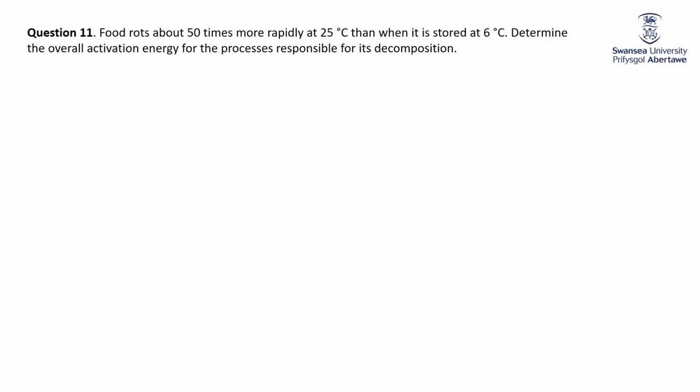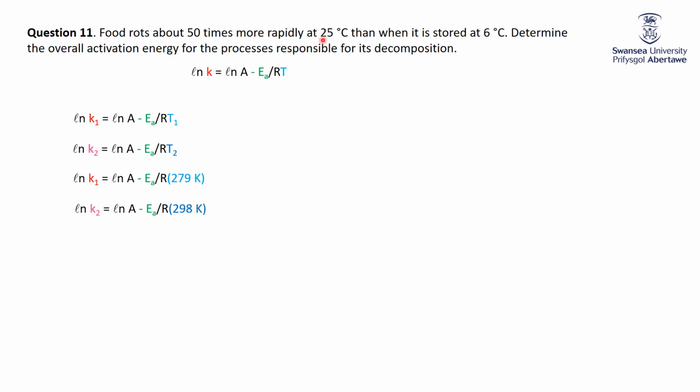Another Arrhenius equation, even though it starts off in a weird way: food rotting about 50 times more rapidly. So in other words, the reaction at 25 is 50 times faster than the reaction at 6. And I'm asking for the activation energy. Well, anytime you see activation energies and temperature, you know it's going to be the Arrhenius equation. I like to, again, consider the Arrhenius equation at two different sets of conditions. So throw in what we've got. We know it at 6 degrees Celsius, which is 279 Kelvin. We know it at 25 Celsius, which is 298. So let's throw those in.